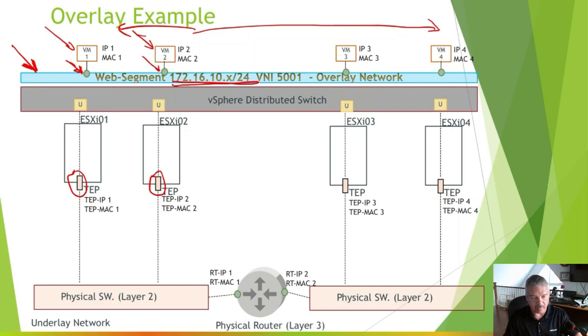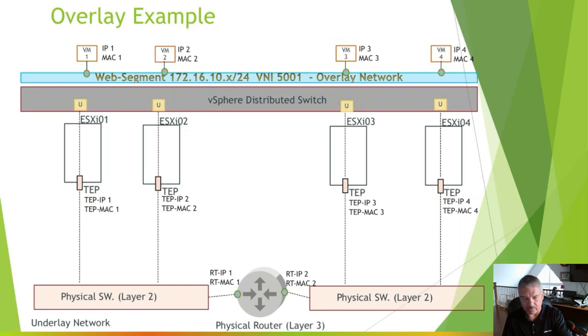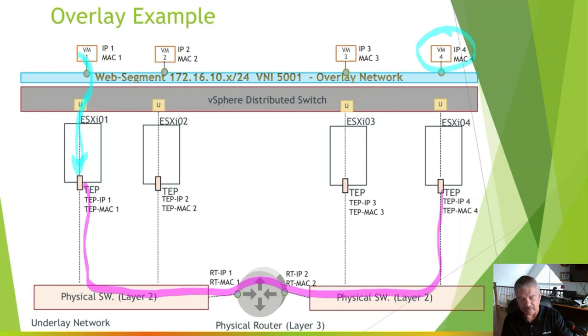So when this VM over here sends a frame out, let's say it wants to talk to VM4 on the far right, what will happen is that frame generated by VM1, and we've got a packet walk coming up, will hit the TEP. The TEP on this side, the source TEP on the left, encapsulates that original frame. It takes it, jams it inside Geneve, and fires it across the network to that destination TEP.